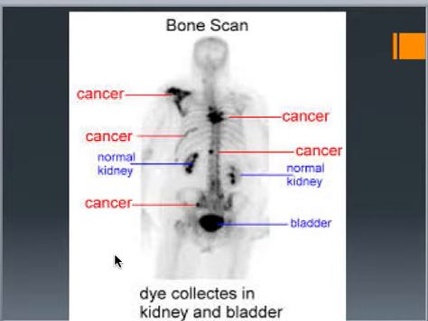That's because the kidneys and bladder work as a filtering system for our body. So when you see them in the kidneys and bladder, it's usually normal like that. But then there's other areas, like here in the shoulders, in the spine, in the pelvic area, in the ribs. These are the hot spots for cancer.